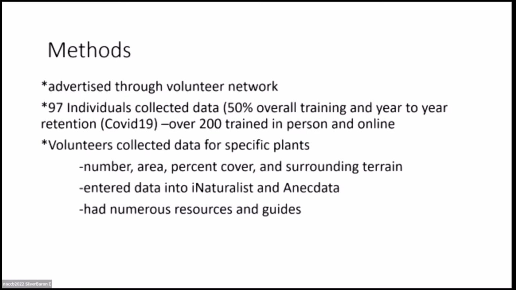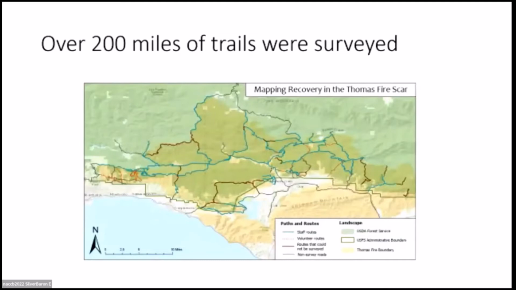And then the volunteers were asked to collect data. In particular, the data that I'm going to talk about here are data on specific plants. Individuals gathered information about number, area, percent cover, and some information with the surrounding terrain. They entered data into iNaturalist and AnecData. AnecData does take terrain type measurements and other types of measurements. And the individuals were, again, either trained in person or online, and they were given a number of resources and guides that would help them identify these plants. And then they were assigned an area to go and walk and then again look for these specific plants and species.